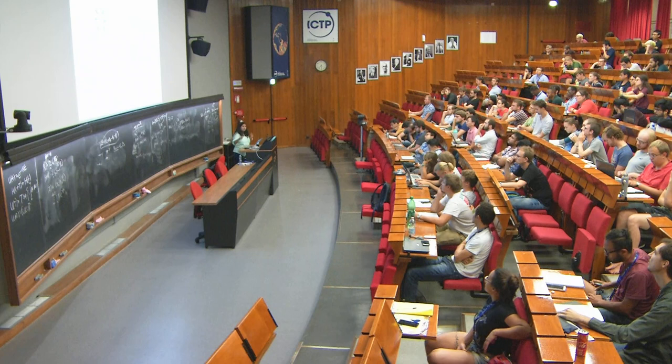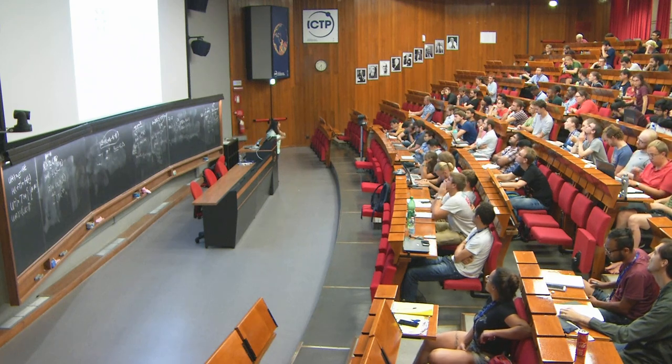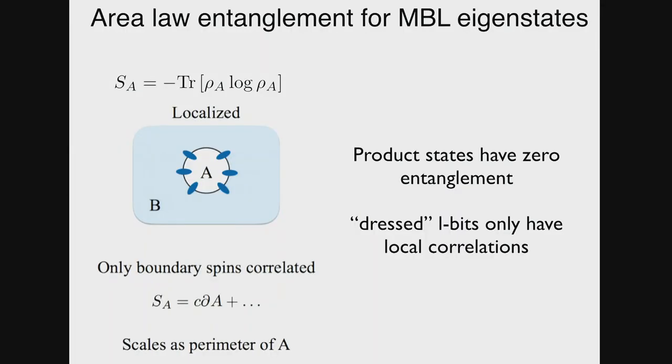Okay. So the other thing that follows from this L-bit picture is that all your many-body localized eigenstates, which can be right in the middle of the spectrum, where in a thermalizing system you'd have volume law, actually only have area law entanglement. And the picture is, again, your MBL eigenstates just look like product states of these L-bits. So if you make a cut somewhere, the L-bits that straddle the boundary contribute strongly and give you some entanglement, but the ones that are far away are exponentially decaying away from that boundary, so they don't contribute to the entanglement. So every single eigenstate looks like an area law in an MBL system.